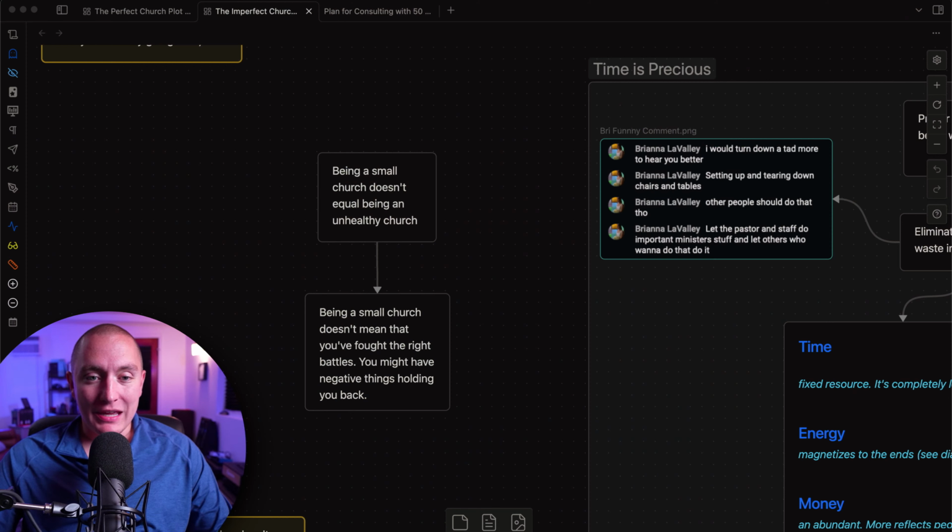Now, I do want to just emphasize one thing really quick here, and that would be that being a small church does not equal being an unhealthy church. Being a small church doesn't mean that you've fought the right battles. You might have negative things holding you back. So small, big, not an indicator of a church's health. I would think that, if we're really mapping this out with intentionality, both a small church and a large church and a medium church are going to have different ways of understanding health, but each of those types of churches has ways of being healthy, ways of being unhealthy. So we're focusing in on small church problems.